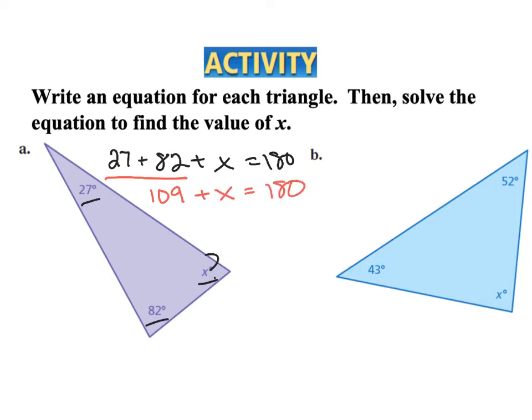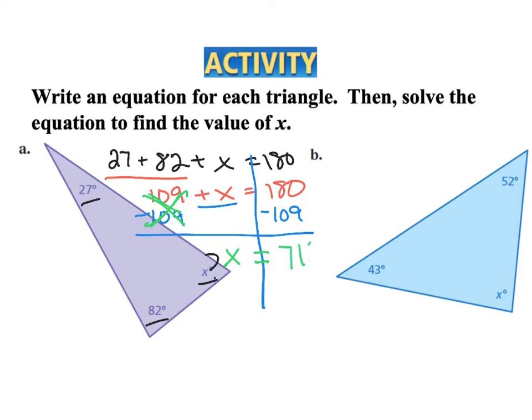Notice I'm writing down each step. But in order to get x by itself, I need to get rid of this 109. And if I get rid of 109 on one side of the equal sign, I have to get rid of 109 on the other. We have to keep our equation balanced, kind of like a teeter-totter. What you do on one side of the teeter-totter, you have to do on the other so that it stays balanced. So 109 minus 109 disappears, leaves us with x all by itself. 180 minus 109, I believe, gives us 71 degrees. So there is our answer.